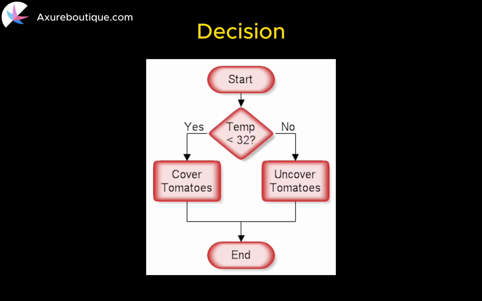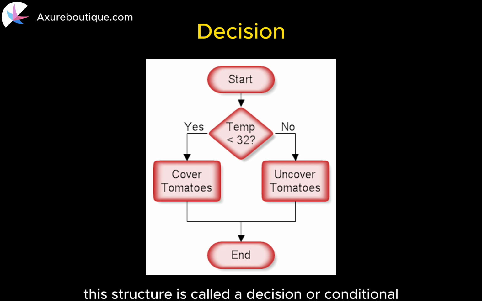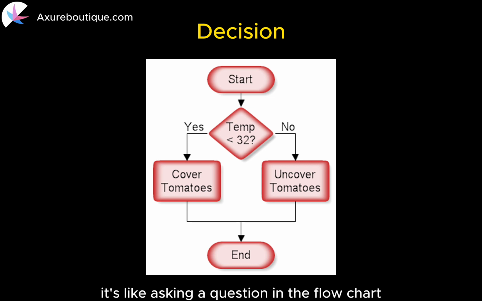Decision. This structure is called a decision or a conditional. It's like asking a question in the flowchart. Depending on the answer, the flowchart follows different paths. In the example, if the temperature is going to be below freezing, 32 degrees Fahrenheit, the tomatoes should be covered.